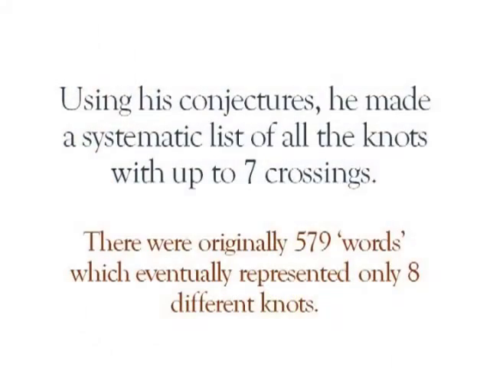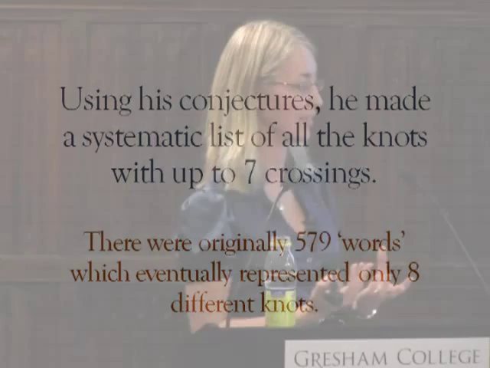So using these conjectures, he was then able to do all the seven crossings. And so we saw with six crossings, there were 80 different words he had to play around with. With seven crossings, there were 579 words. And the number of words he would have to look at grows exponentially as the number of crossings increases. So I think at eight crossings, you're at about 4,000 or 5,000 words. And at nine crossings, you're at 40,000 words.